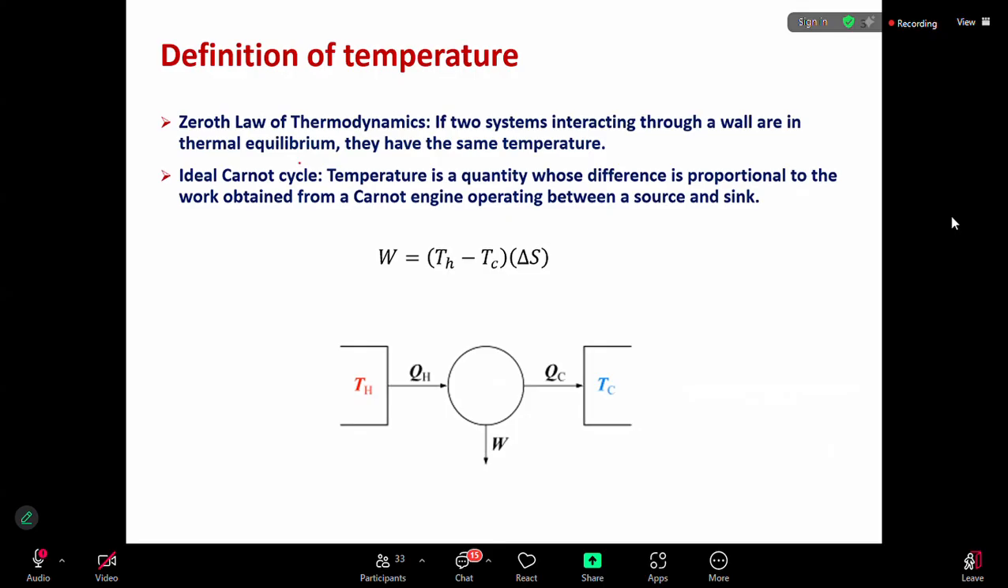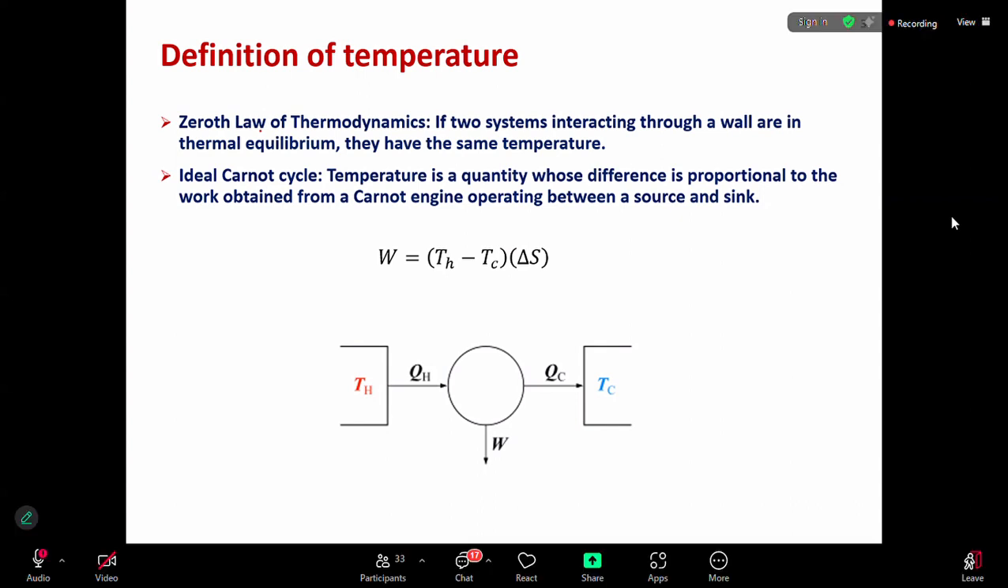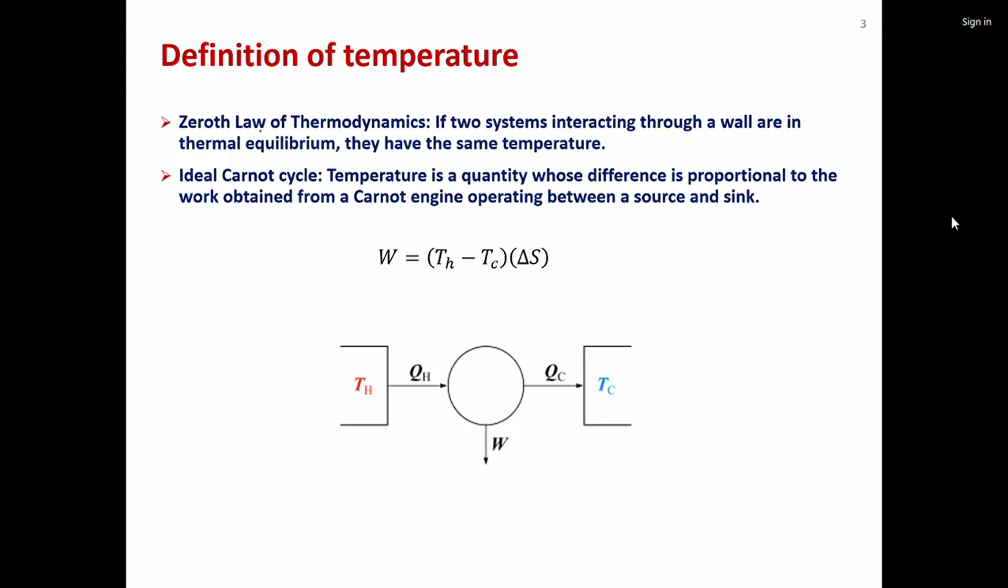So then you can talk about the zeroth law of thermodynamics. The zeroth law says that if there are two systems interacting through a wall, and if the two systems are in thermal equilibrium, that means there is no net heat exchange, or heat exchange from one to the second is the same as that coming from the second to the first. So when they're in thermal equilibrium, they have the same temperature. So that is another way to define what temperature is.